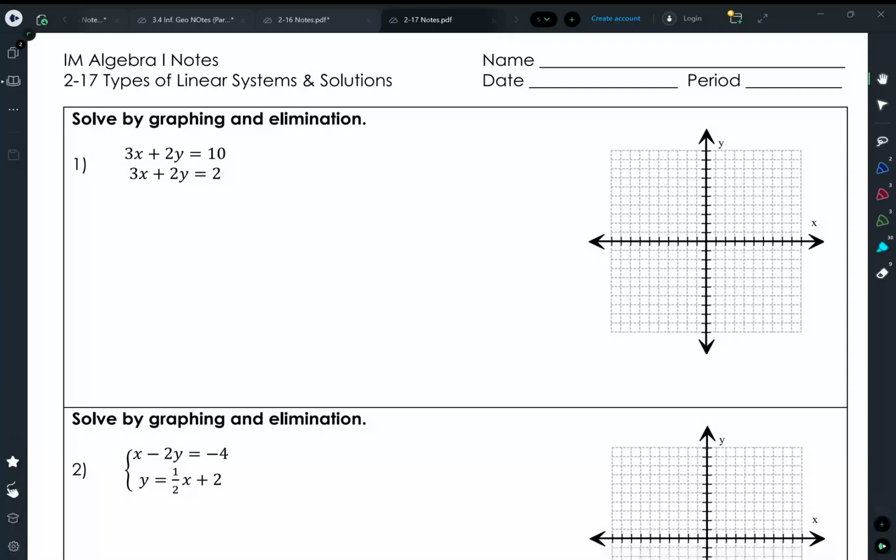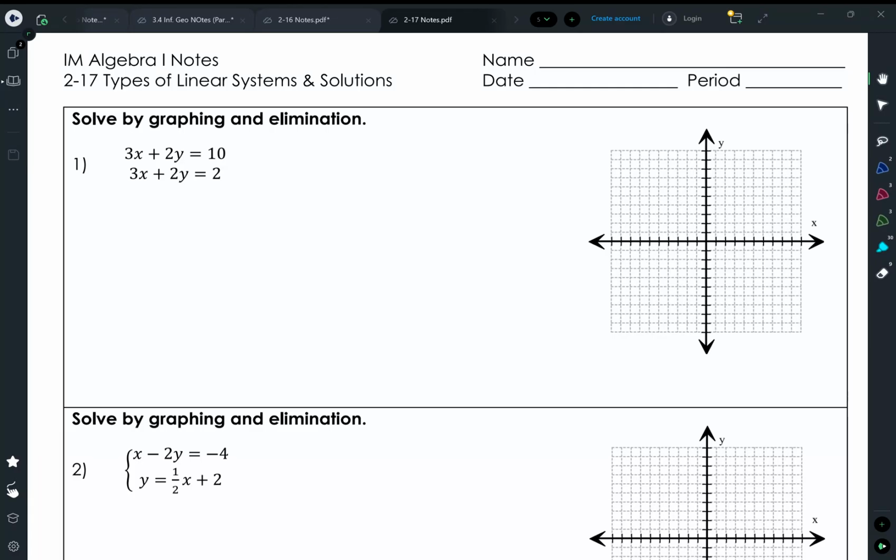Hello class, these are our notes for Algebra 1, Section 217, Types of Linear Systems and Solutions. So today we're going to be talking about some special cases here. We're going to solve by both graphing and elimination. So let's go ahead and graph first.